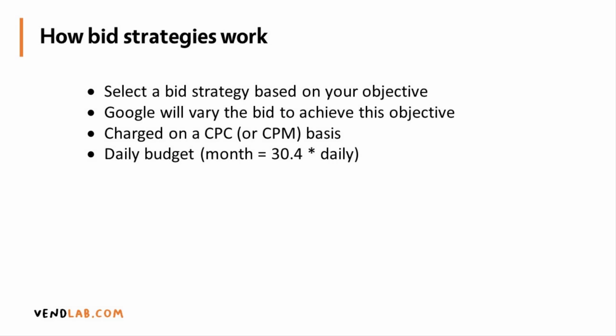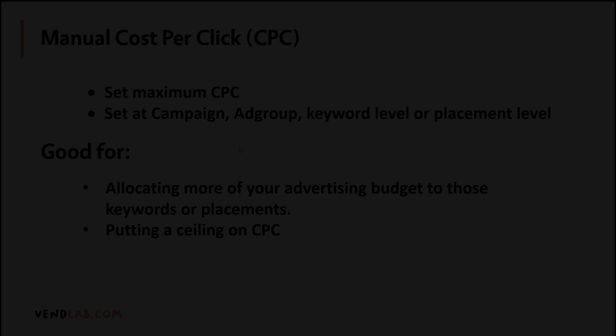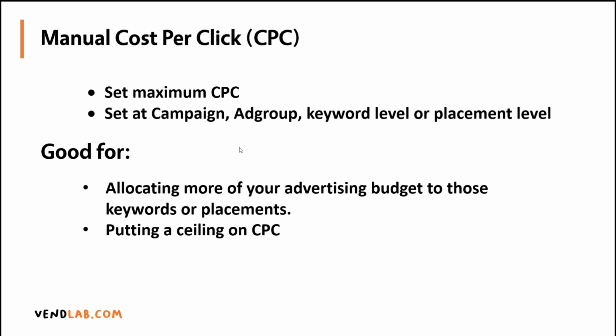For each campaign, you will set a daily budget, and over the course of a month, you will not spend more than 30 times 4 times your daily budget, though on any particular day, you may spend over or under your daily budget. Now let's look at the different bid strategies that Google supports.